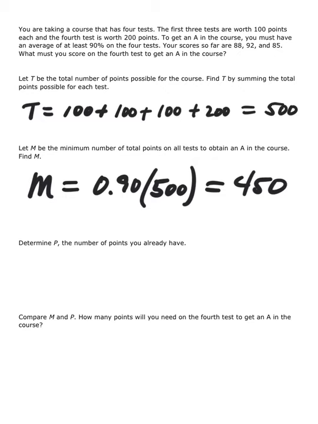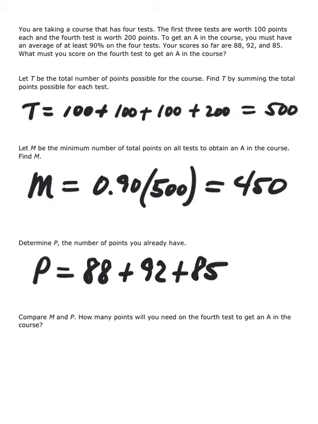The points that you already have are the sum of the first 3 tests. Your scores were 88, 92, and 85. So out of the 450, you have already earned 265 of them.